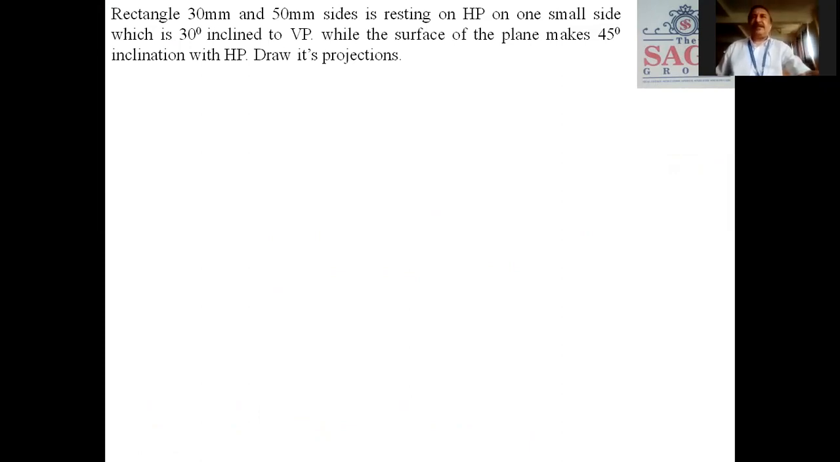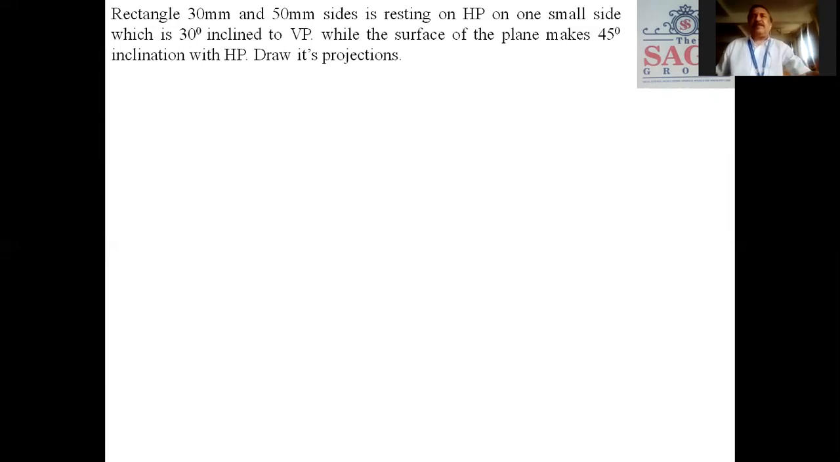As this is the first question, a rectangle. The rectangle size is given and the position it is resting on HP on one small side, which is 30-degree inclined to VP, while the surface of the plane makes 45-degree inclination with HP. Draw its projection. Okay, now start to draw the problem.